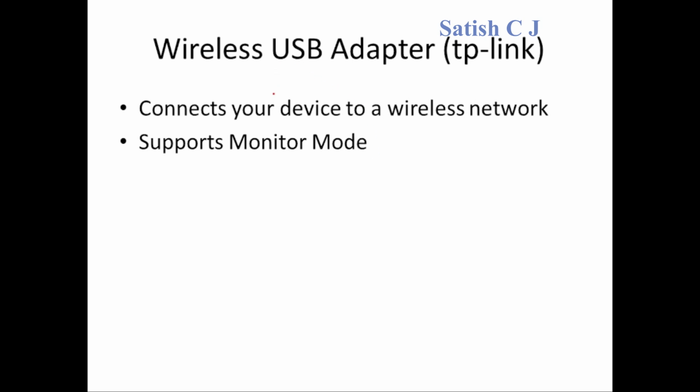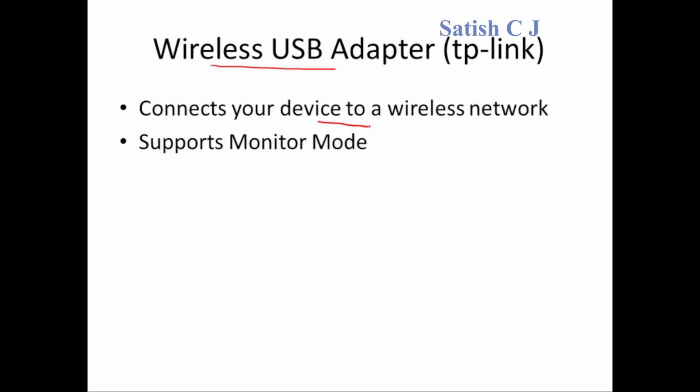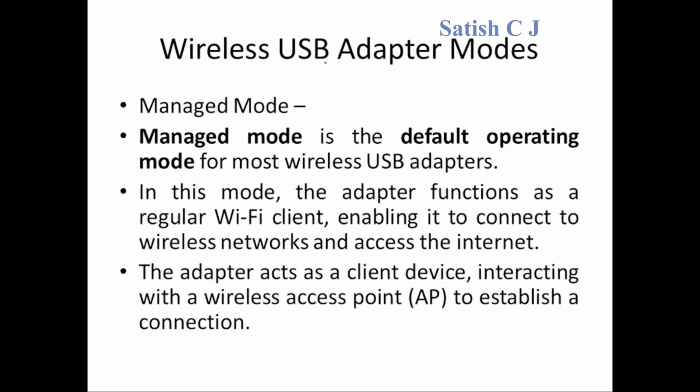When you talk about the use of a wireless USB adapter, it helps us connect our device to a wireless network. So from Kali Linux I can directly connect to a wireless network. Here the use of this specific adapter is monitor mode. So we are going to passively monitor the network. The adapter supports monitor mode. When you talk about USB adapters, normally they support 2 modes: managed mode and monitor mode. What is the use of managed mode?